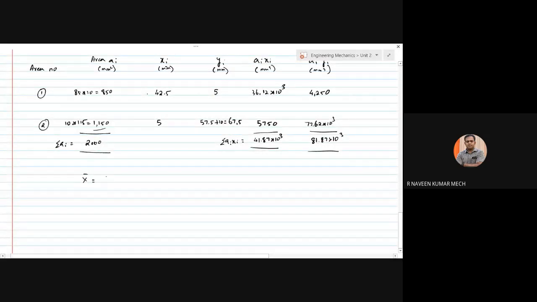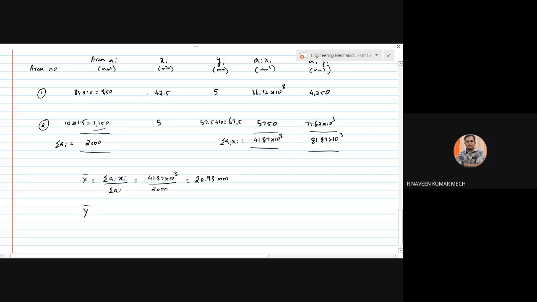x bar was equal to summation of Aixi divided by summation of Ai, which was equal to 41.87 into 10 to the power 3 divided by 2000. We get the value 20.936. We can write it as 20.93 mm.